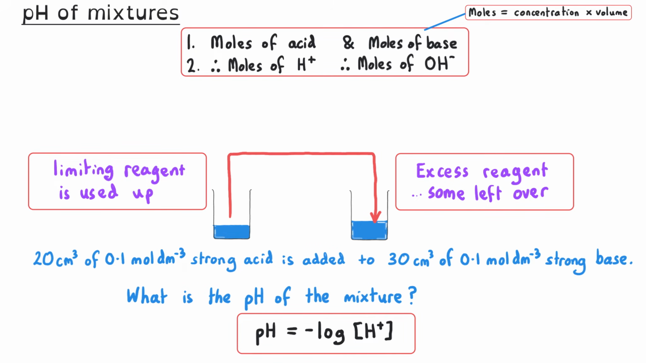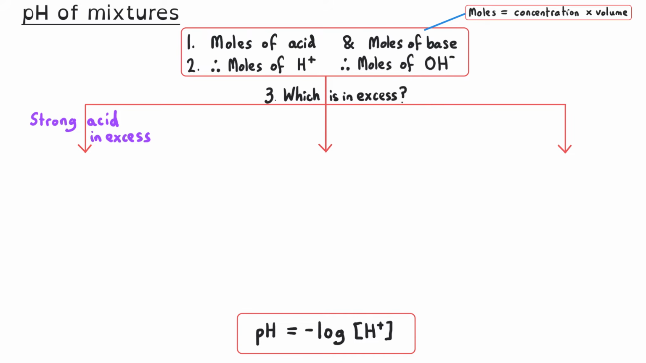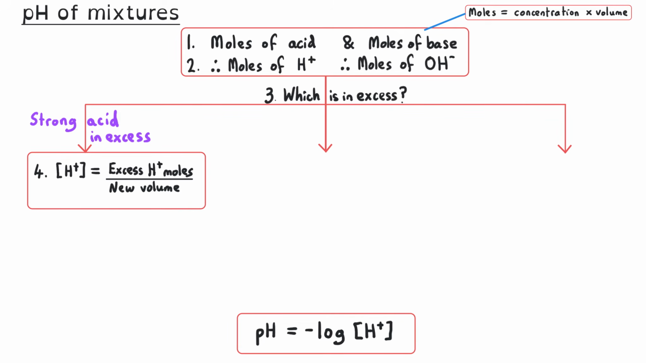And then the next step is to compare the moles of hydrogen ions to the moles of hydroxide ions in order to determine which of the two is in excess, because this influences which of the pathways we then follow. The first of our three pathways is followed if we have a strong acid in excess. And this is the easiest pathway since strong acids fully ionize and we know the excess hydrogen ion moles. And so it's just that these moles are now spread out over a larger volume.